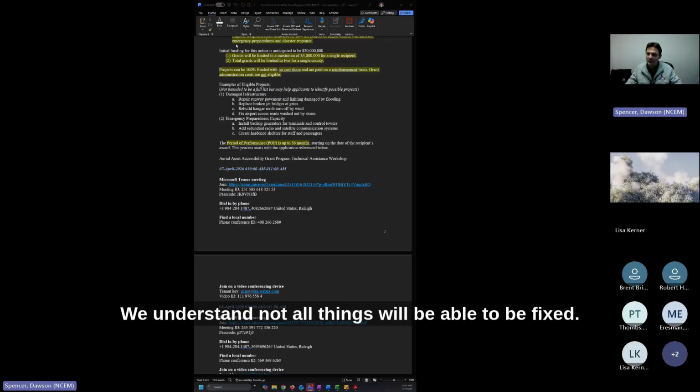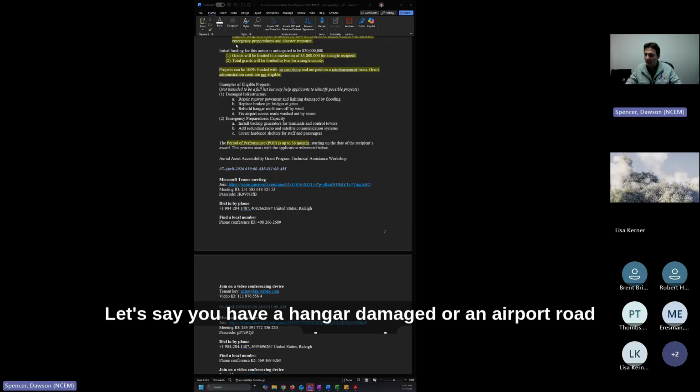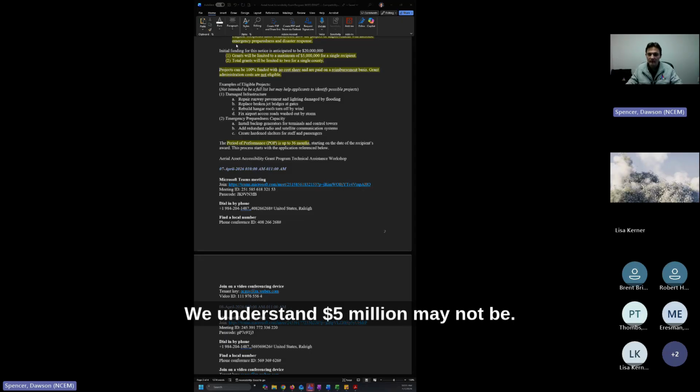We understand not all things will be able to be fixed. Let's say you have a hangar damaged or an airport road damaged. We understand 5 million may not be what it totals for the entire project cost. So we can be a portion of that cost, and you have other grant providers or other avenues of revenue. We do not have to be the full one.